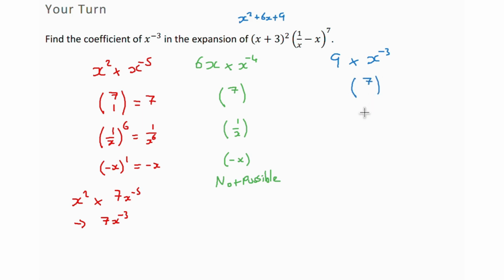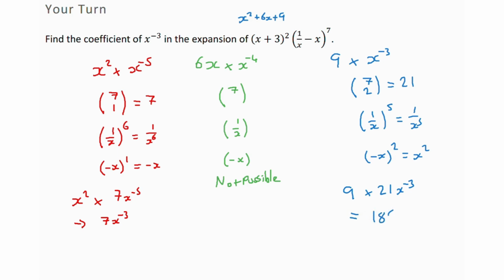For this one, 7 choose something, (1/x) and minus x. Well, we just saw which one it was. It was 5 and 2, because that's going to give us the x to the -3. So this is 7 choose 2, which is 21, (1/x)⁵ and positive x squared. So now we've got 9 times 21x to the -3, which gives us 189x to the -3.